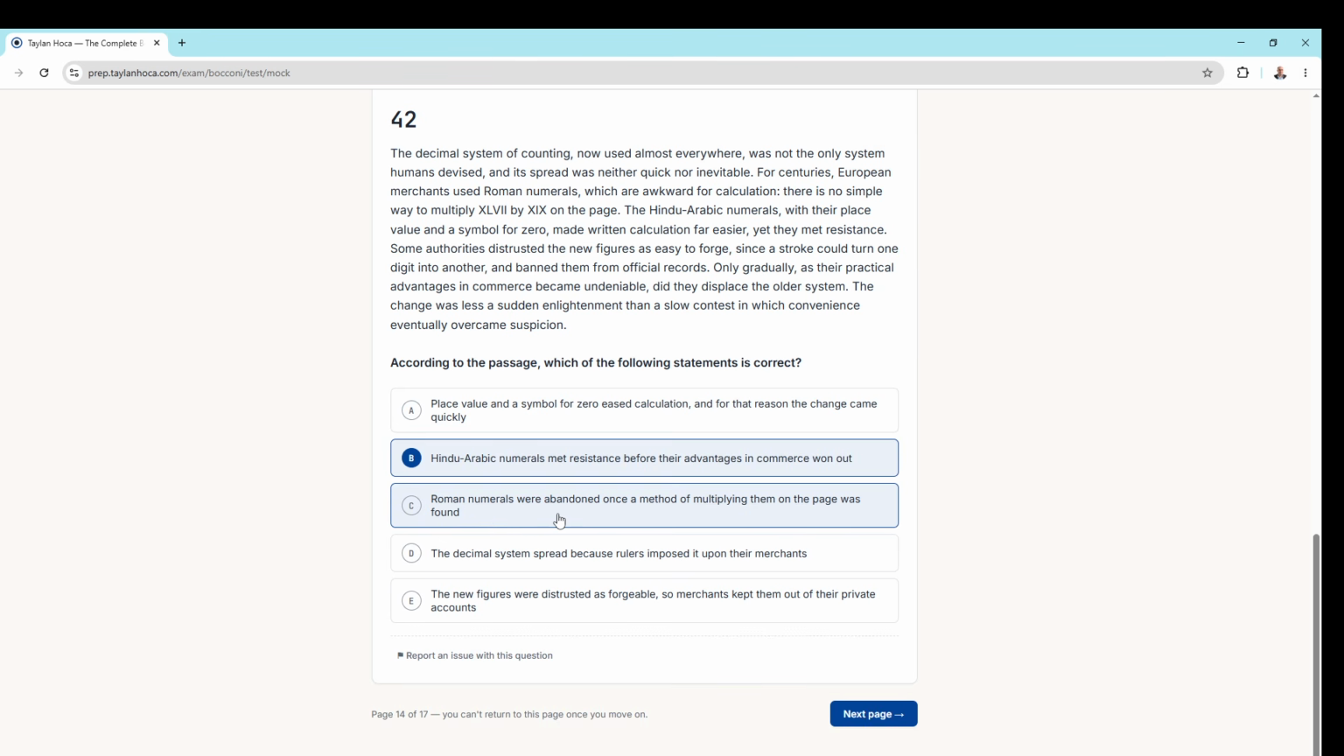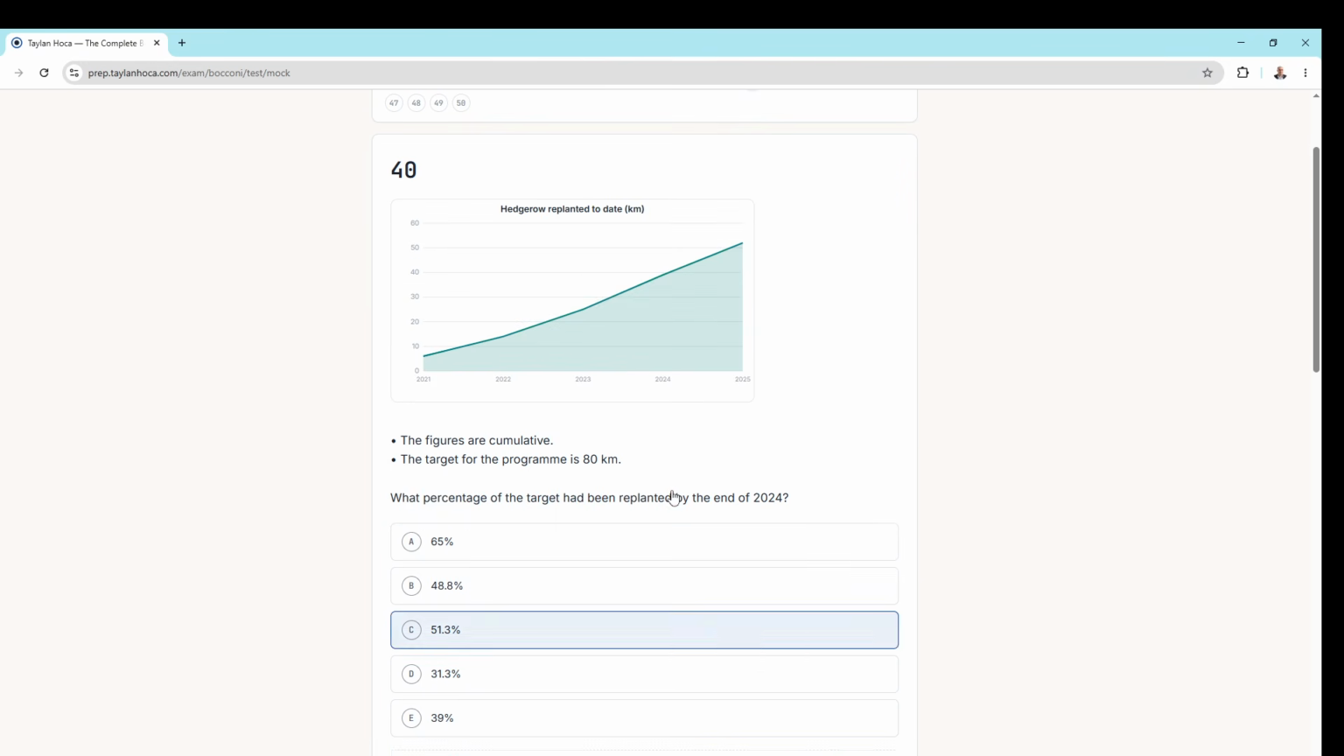Roman numerals were abandoned once a method of multiplying them. No. The decimal system spread because rulers imposed it. No. The new figures were destroyed as forgeable. So merchants kept them out. No, because they found them beneficial as well. So B is, I think, correct. And if it's not too easy, I'm going to skip because I have 12 minutes.